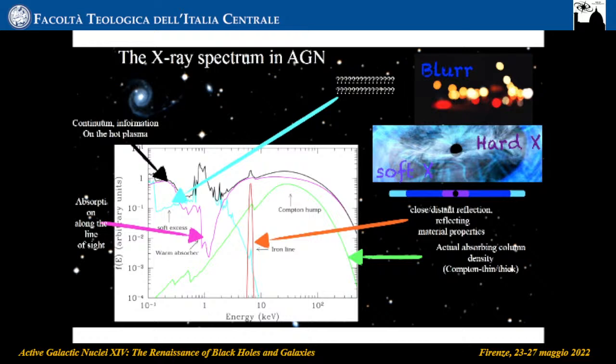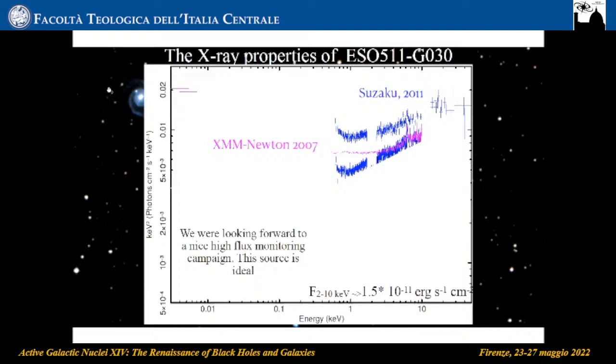So imagine that we were trying to understand this point, and for this reason, we were looking for a source that was hosting relativistic reflection and a strong soft excess. So, ISO 511 is sort of a perfect source. As you can see here, we are dealing with, again, a high flux AGN with a power law plus a soft excess. So we have two components here.